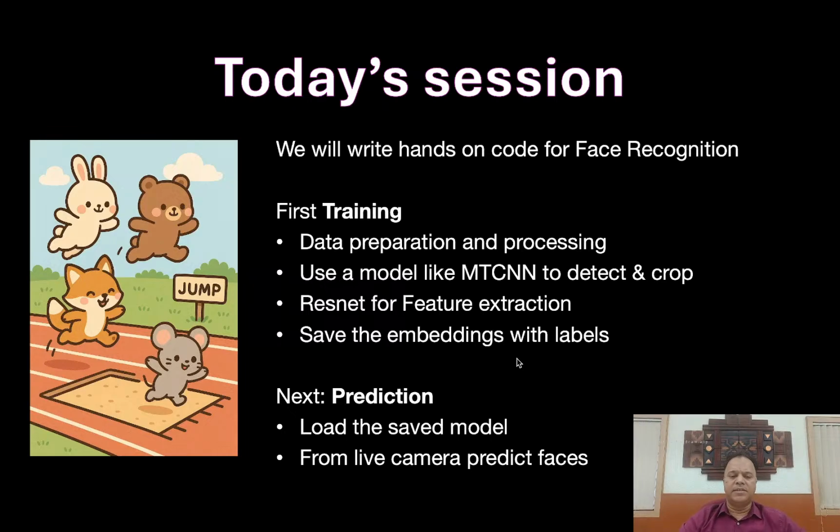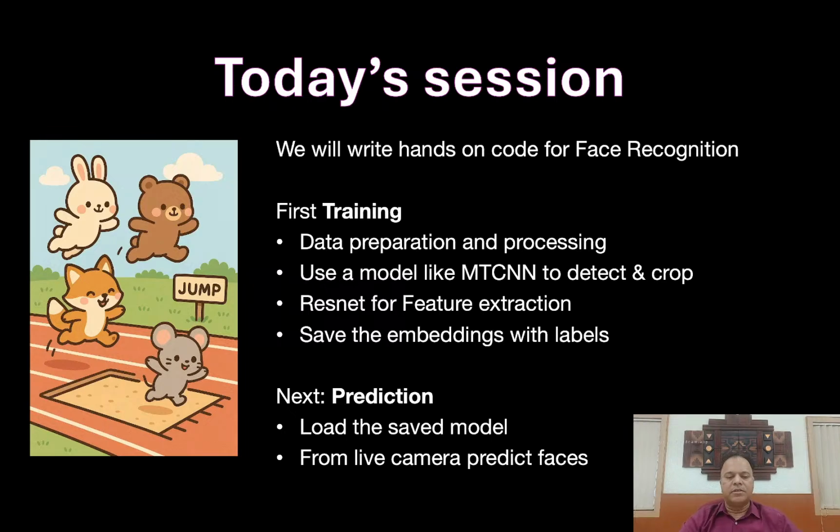Once the training is done, the embeddings get saved with the labels. The next step is prediction. Now prediction is very, very easy. You don't have to do too much of thinking or understanding here. It's the same process. The embeddings that we saved will be in a .pkl file, a pickle file. I'll call it my friends faces or friends.pkl or something.